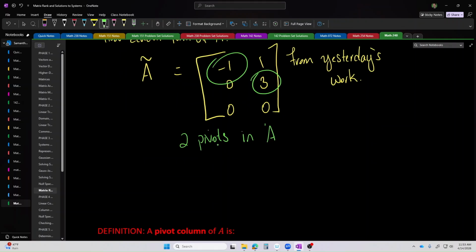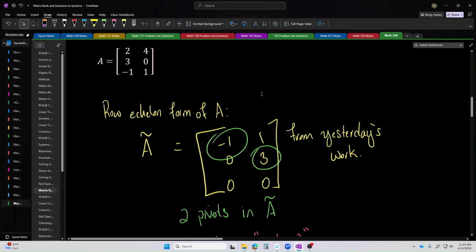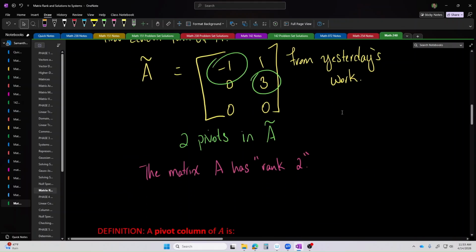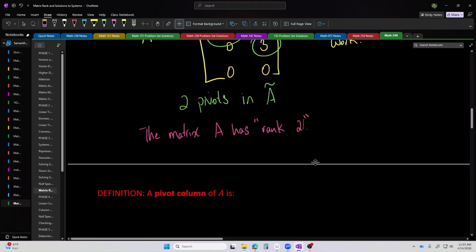So because I have found 2 pivots in A tilde, what I would say using the new language is that the original matrix A has rank 2. Rank 2 because after row reduction, it ended up with 2 pivots. The matrix A has rank 2.